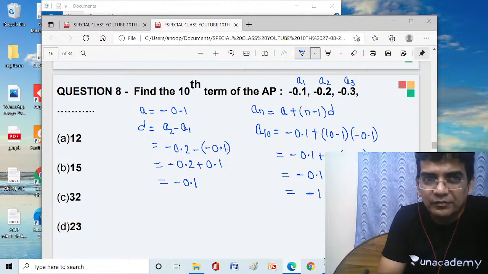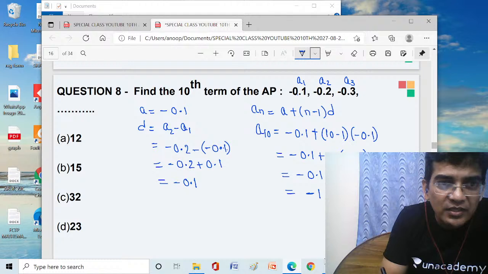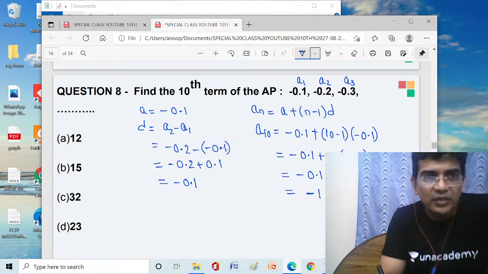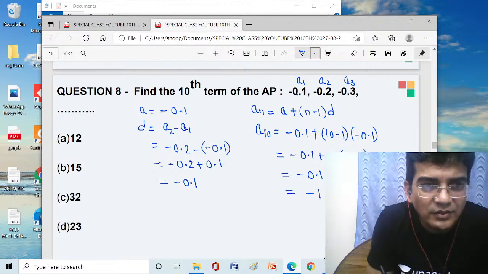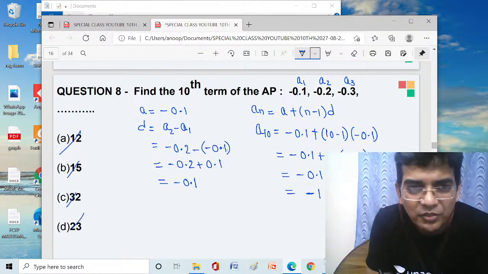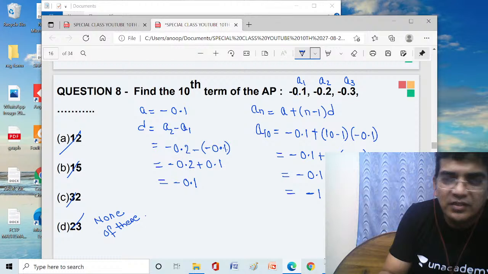So there is no such answer among the options, so I think this is written wrong. It should be minus 1. These are the wrong answers written. Yeah, it should be minus 1. So all these are the wrong ones. So your answer should be none of these. This is the wrong answer. So my answer, just note down this answer: this answer should be minus 1.